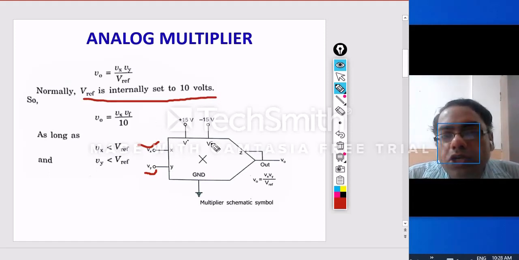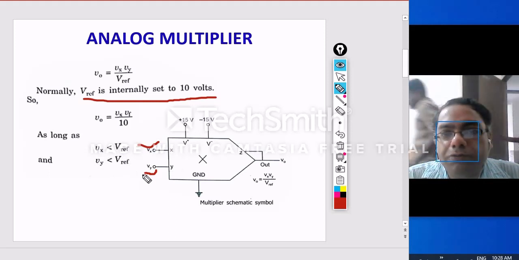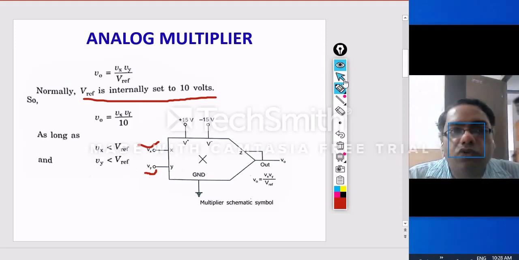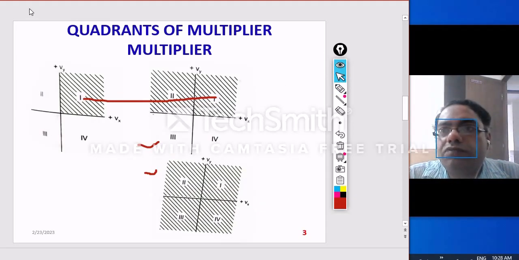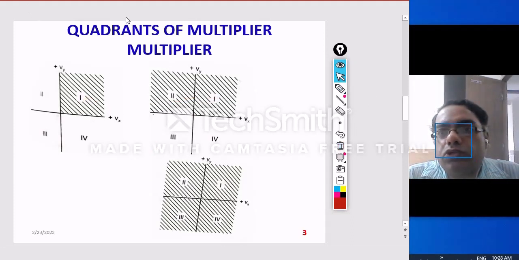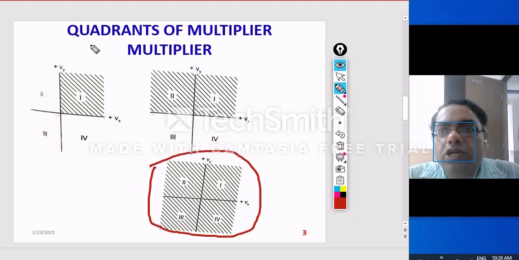However, this being a non-linear device, the Vx should be less than V reference and Vy should also be less than V reference voltage. Now here we have this 4-quadrant operation. In this, the two input voltages, that is Vx and Vy, if both the voltages can have both the polarities positive and negative, then it is a 4-quadrant operation.